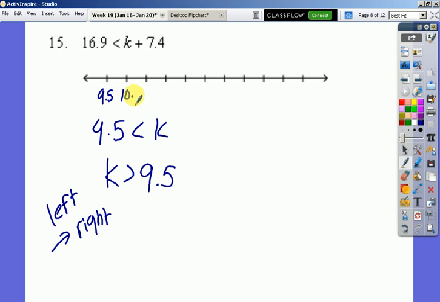9.5, 10.5, 11.5, etc. Is that going to be an open or closed circle? Open. Of course, you can tell yourself k has to be greater than 9.5. What's that going to look like? Or just simply draw an arrow for a quick and easy little way to remember your direction.